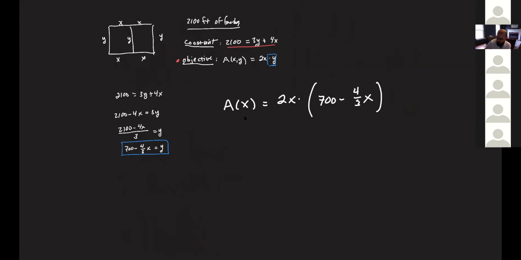So I'll kick it over to you. What kind of interval makes sense here? Is there a minimum value for x that we should be considering? Is there a maximum value for x that we should be considering? So what do you think? What's the smallest value that you could put in for x?